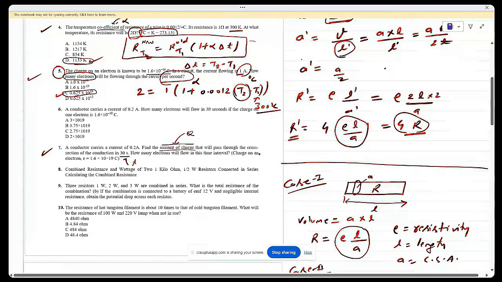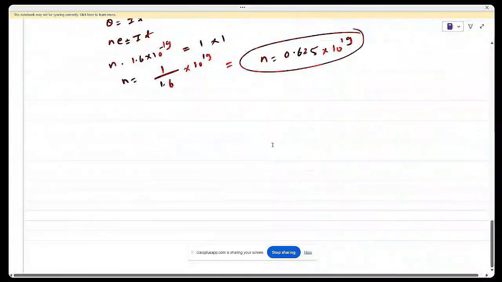Charge on an electron is equal to 1.6 into 10 to the power minus 19 coulomb. So what is given here? I is equal to 0.2 ampere. Small e is given. Time is also given. So what you have to calculate? This Q and this small n. Just write 0.2 ampere, 30 seconds. So what is given? Question number 6.